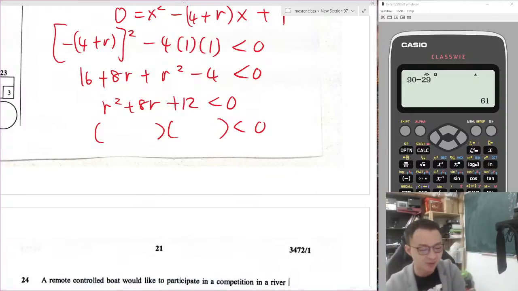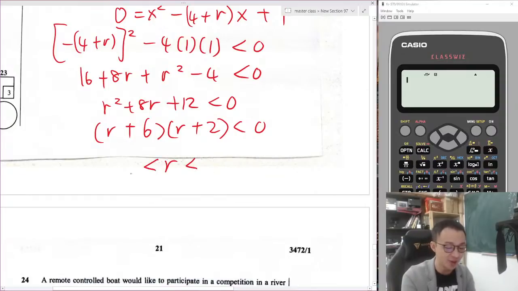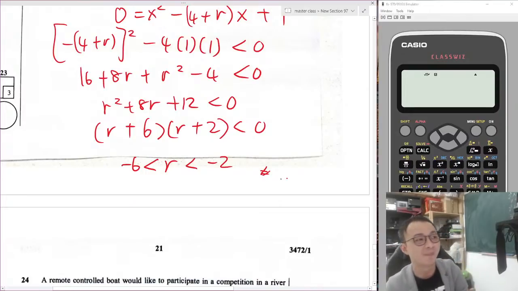Because we'll get decimal here. Hey, no, we can do 6 too. I just overthink, sorry. Alright, so then less than 0, right? So r should be between negative 6 and negative 2. Yep. So the answer scheme is different again.